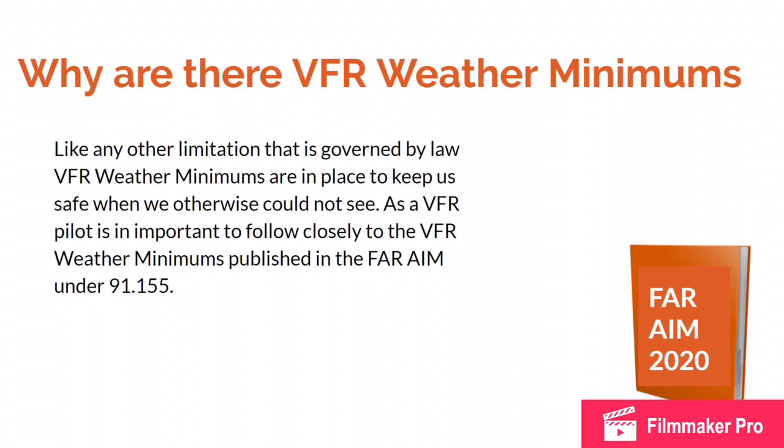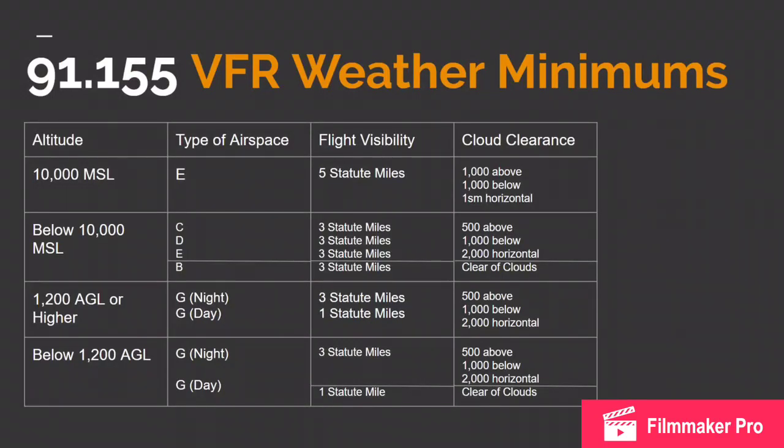So as a VFR pilot, it is important to follow closely the VFR weather minimums published in the FAR/AIM under 91.155. Here's a chart that would be very similar to one found in the FAR/AIM under 91.155. I say similar because I had to write this one out on a computer and it's not as perfect as the one under 91.155, but it is all the same information.